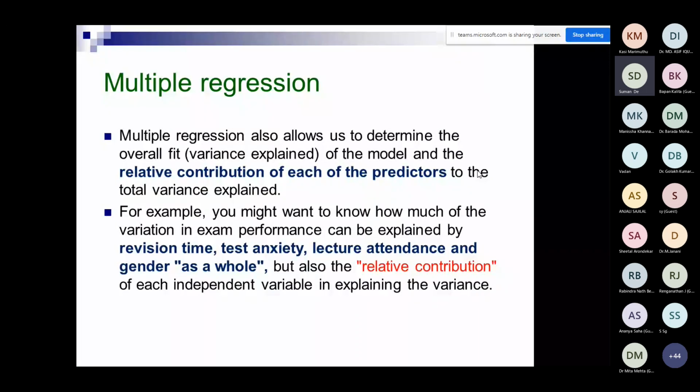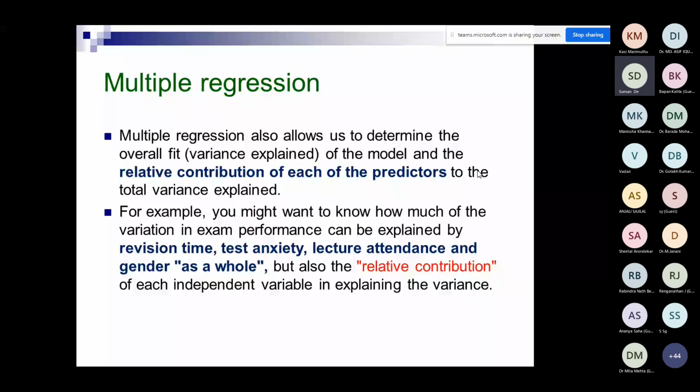So multiple regression also allows us to determine the overall fit of the model and the relative contribution of each of the predictors to the total variance explained. How much age influences, how much the number of hours the student sat for the exam influences performance, how much the revision time, anxiety, and gender influence. For each variable we can come to know the influence or the variance. Each variable, how much it influences.